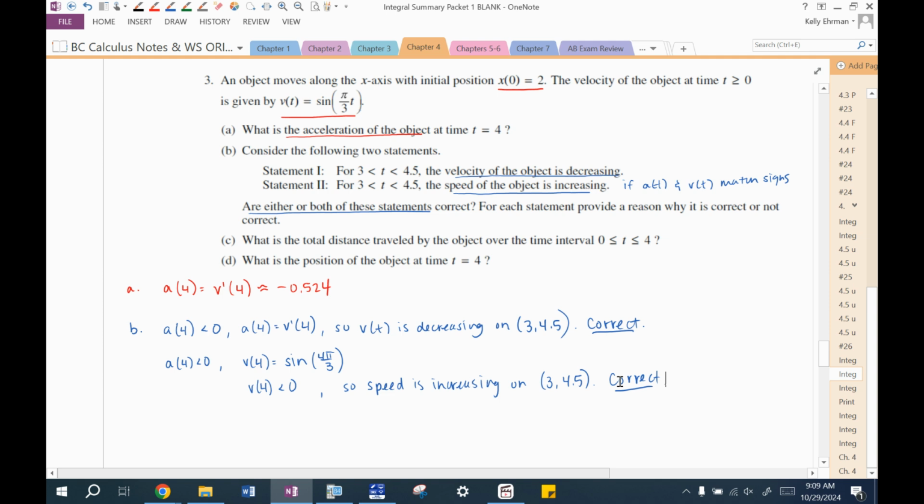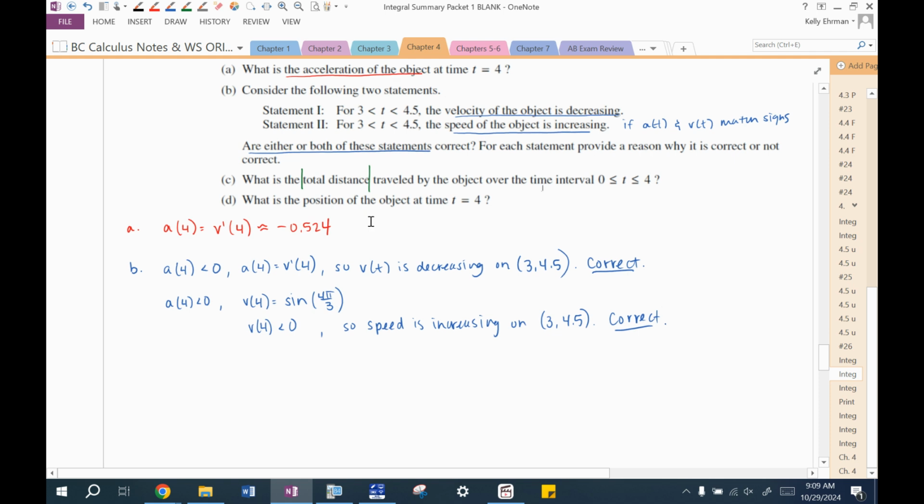All right, part C. What is the total distance traveled by the object over time from 0 to 4? So if I want to know the distance, I need to take the integral of the velocity. And remember, you have a calculator, so do not bother with doing all of the figuring out whether this is positive or negative or whatever. Just do the integral from 0 to 4 of the absolute value of the sine of pi over 3t dt.